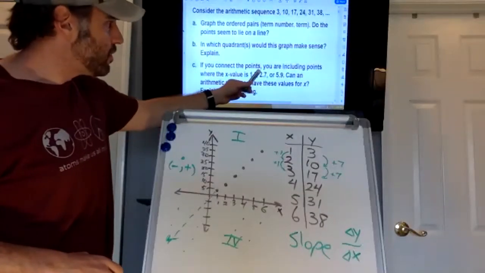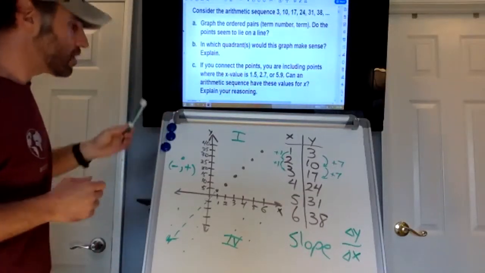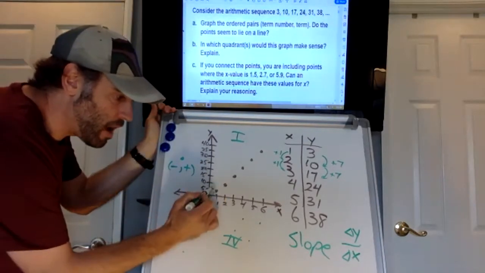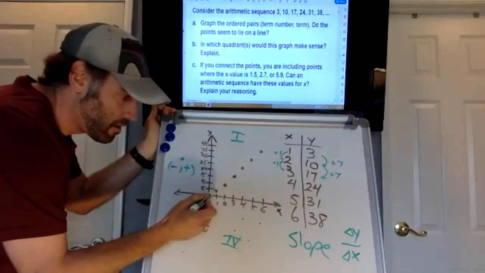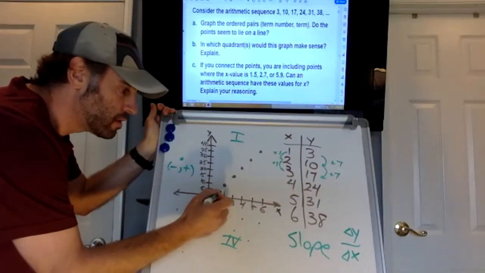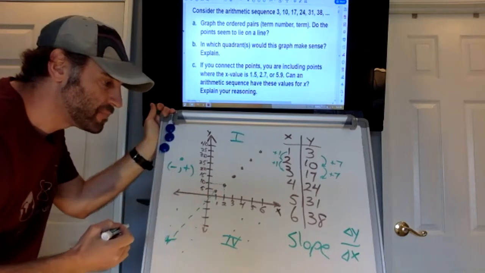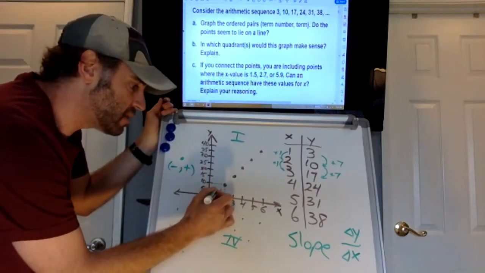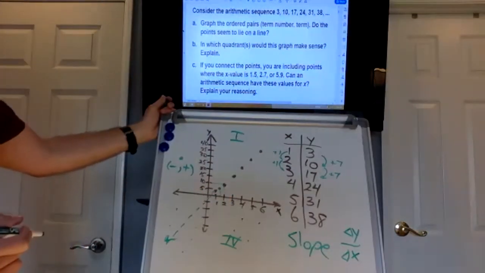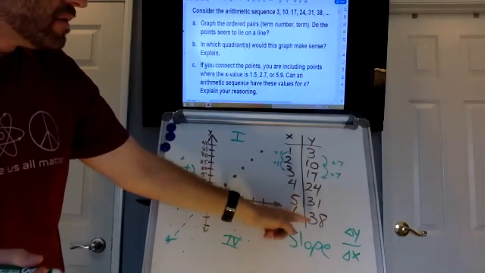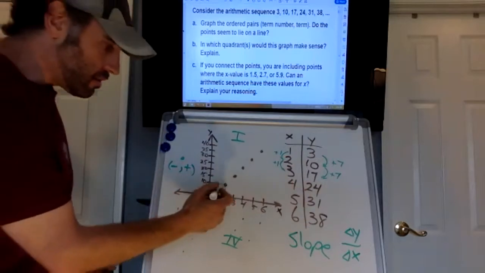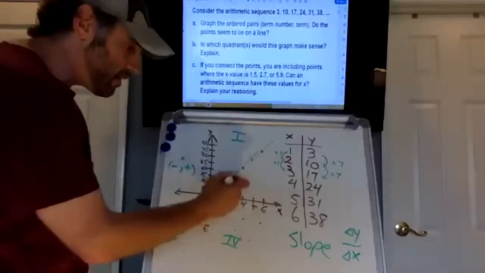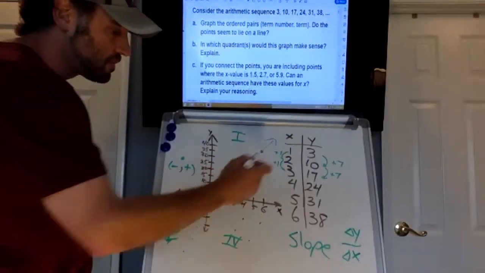If you connected all the points, you would be including all the x's in between. So here an x of 1 corresponds with a y value of 3. Here, an x of 2 corresponds with a y value of 10. But what would 1.5 mean? It would be somewhere here. But there is no outcome. The line includes all of the values. How would I cover all the infinite points in between? Doesn't this line actually go into quadrant 4?